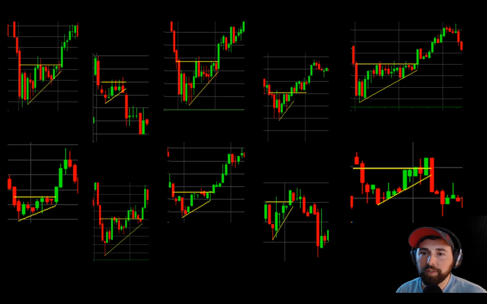Here's 10 examples. We have an ascending triangle here. It worked. We have another ascending triangle. This one did not work. Here's another one. This one did work. Another one that did work, so 3 and 1. Another one that worked, 4 and 1. Another one that worked, 5 and 1. Another one that worked, 6 and 1. Another one that worked, 7 and 1. Another one that didn't work, 7 and 2. And this is another one that failed as well, 7 and 3.